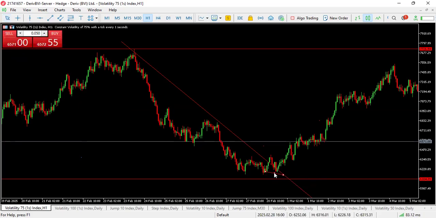You take your sniper entry from here. Your stop loss is here. You ride the market. If you want to take profit, you can say, okay, if I don't want to be greedy, I take my next profit on this next zone.